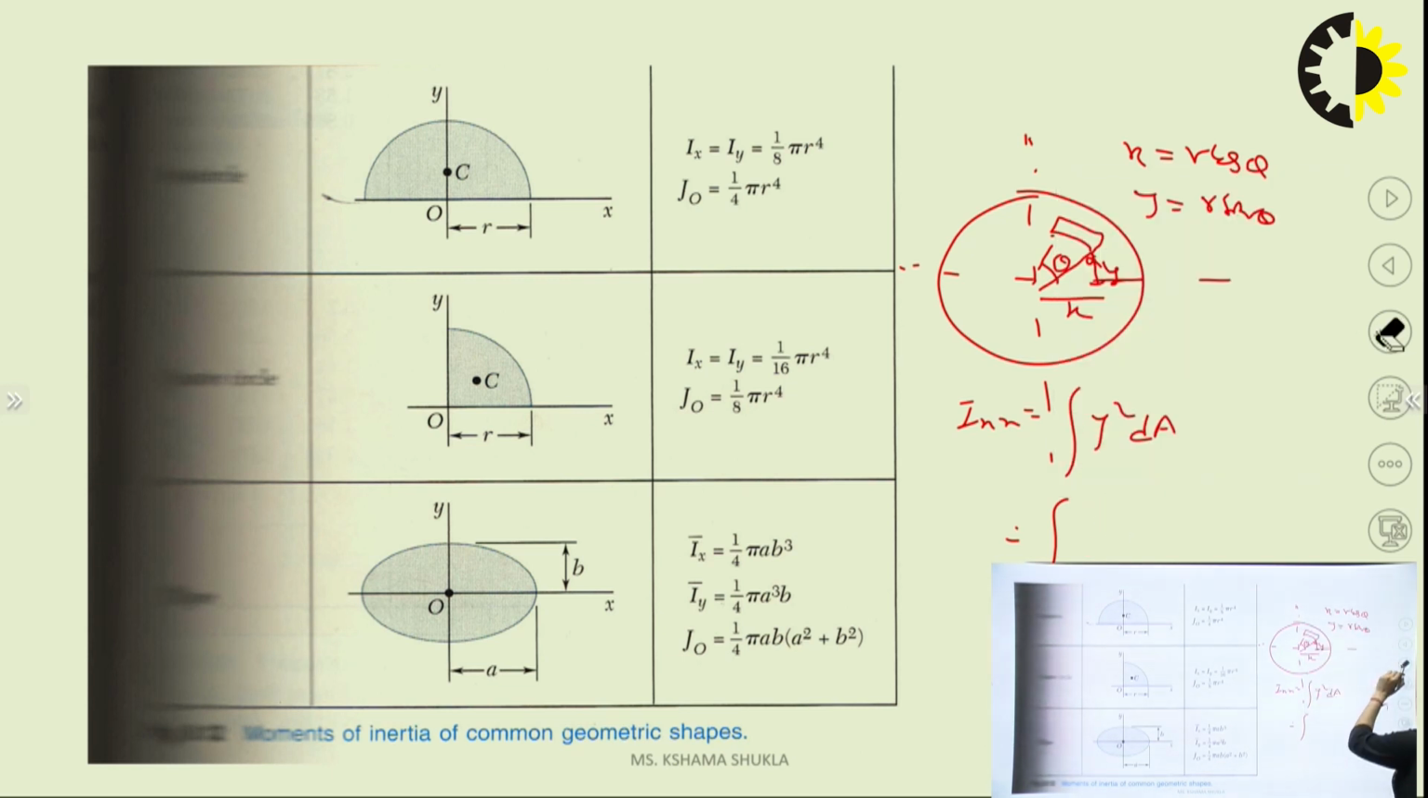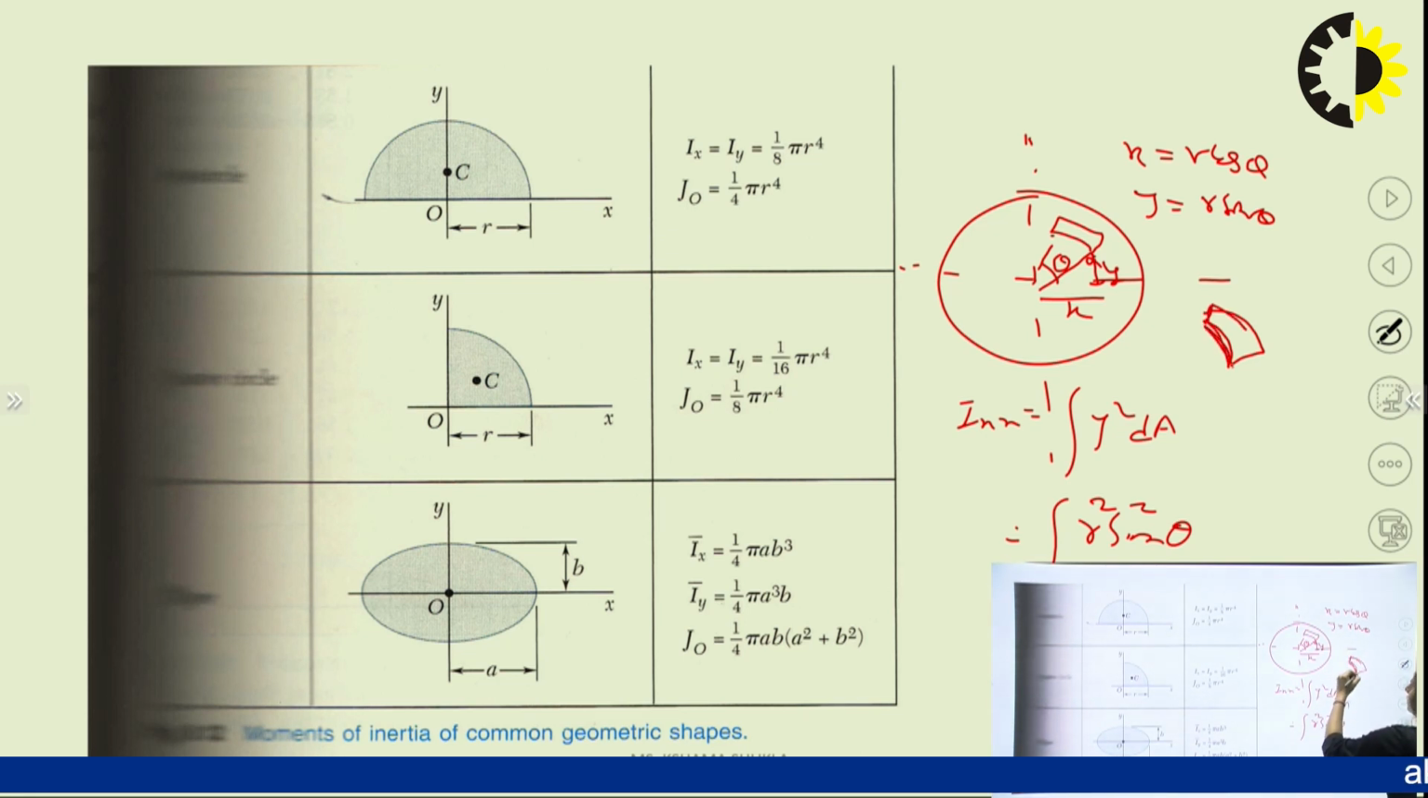Put the value of y, r sin theta. Okay, r square sin square theta. Put the value of dA. How can we find out the dA value? See, this is the strip. We know that this value is r d theta, arc approach r d theta, and this value is dy. So I can say that this is r d theta d... okay, sorry, this is radius, so dr.